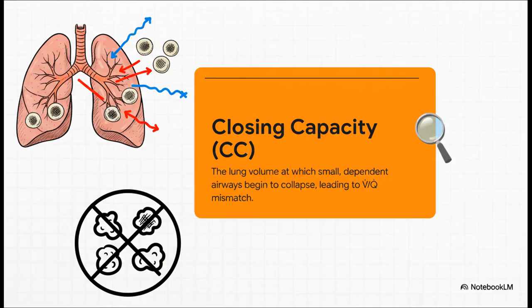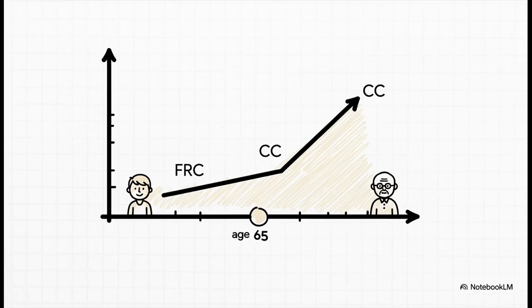So here's the problem, right? When those little airways snap shut, the air sacs they lead to can't get any fresh oxygenated gas, but they're still getting blood flow from the heart. This creates what we call a V/Q mismatch, a mismatch between ventilation, the V, and perfusion, the Q. And that is a recipe for low oxygen levels, or hypoxemia.